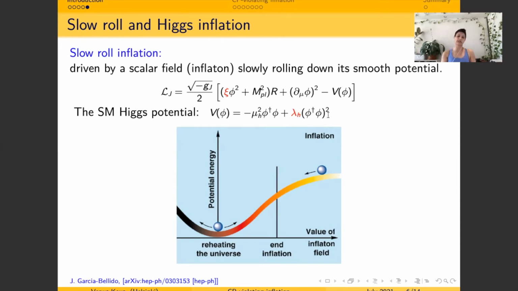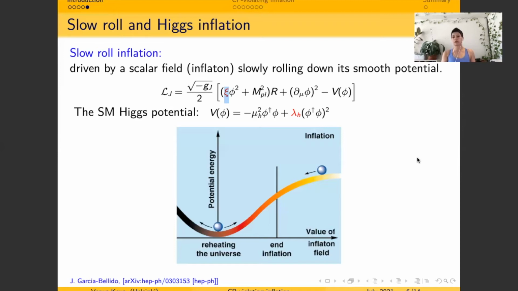A way of flattening this potential is by allowing the Higgs boson to couple to gravity through this coupling C, which is known as the non-minimal coupling. But again, for the Higgs potential in the standard model to be flat enough for slow roll inflation to work, this C parameter has to be quite large. And it is in this sense that I mean that the standard model cannot accommodate a natural inflationary framework.